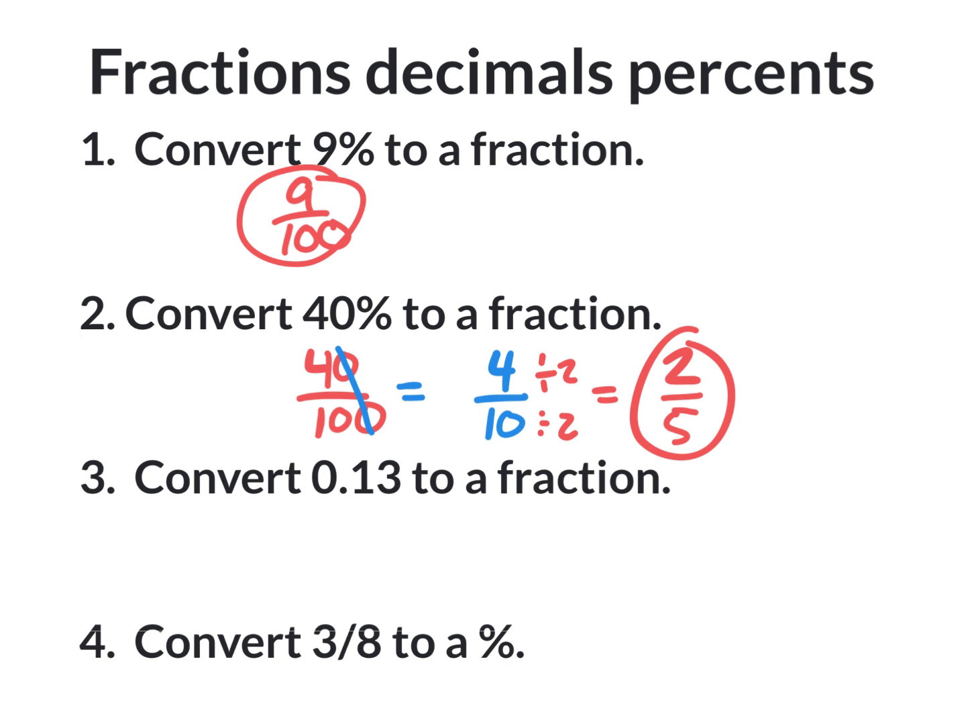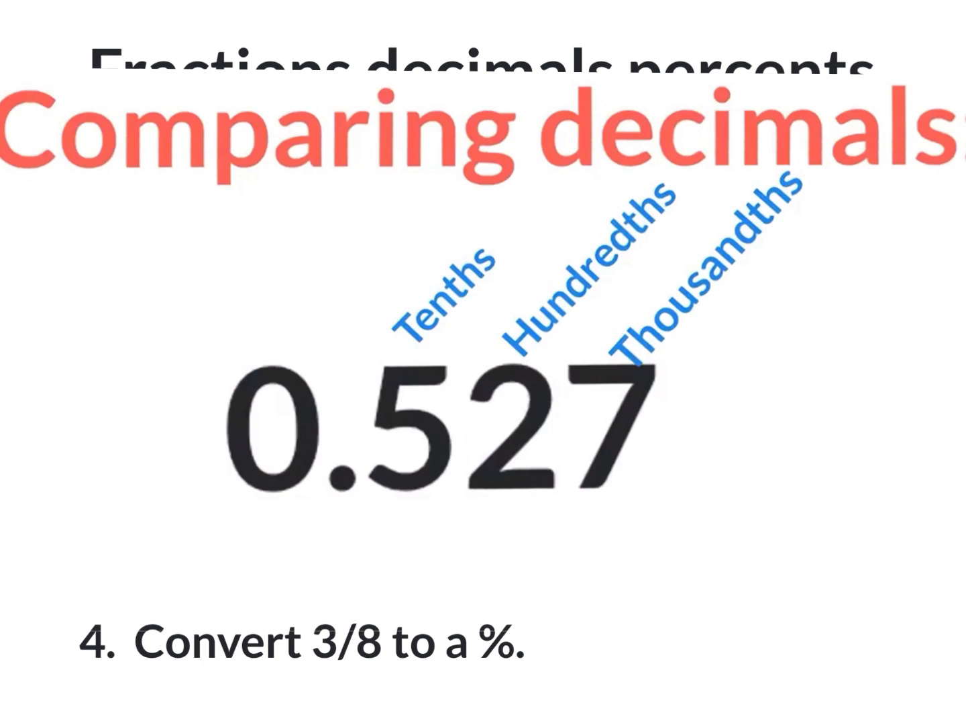Moving on, convert 0.13 to a fraction. That is pretty simple. All we have to do is remember numbers and their place values. So this was straight from previous notes from a previous video. You got to know that this is the 10th position, this is the 100th position, this is the 1000th position. So if I were to ask you change this decimal to a fraction, you would just write the numbers that you see, 527, over that last number. It's over thousandths, so it's going to be over 1,000.